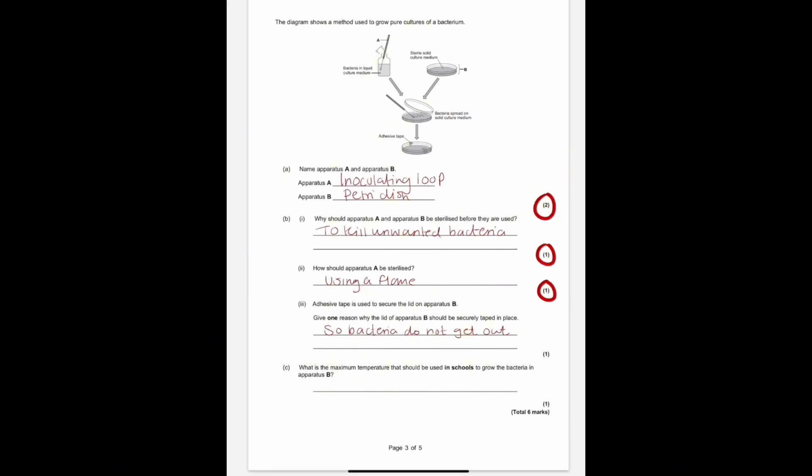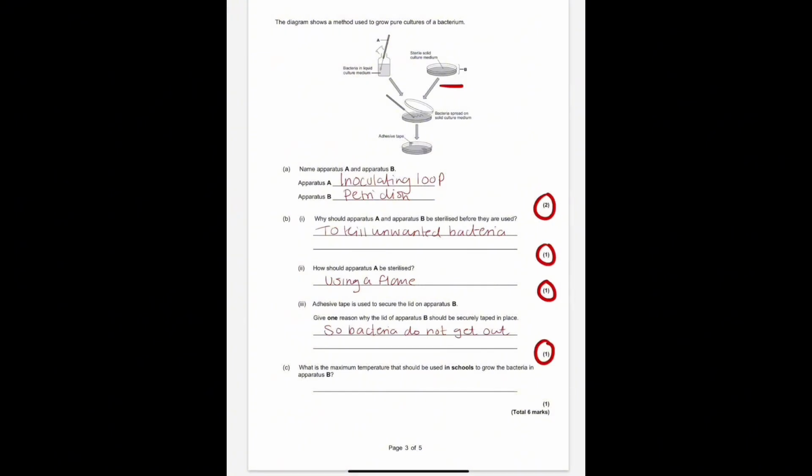Right, let's go through B3. Adhesive tape is used to secure the lid on apparatus B, which is over here. This is the Petri dish over here. Give one reason why the lid of apparatus B should be securely taped in place. The only reason is so that bacteria do not get out, and that will get you 1 mark.